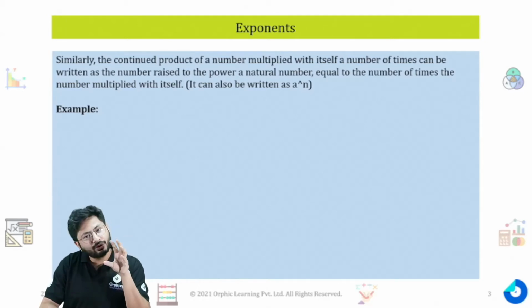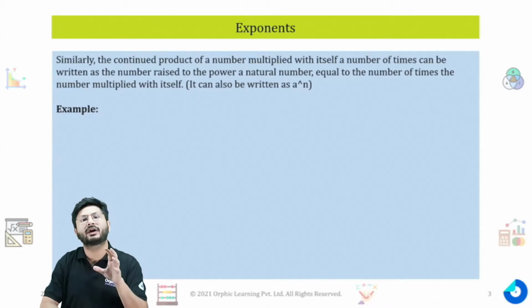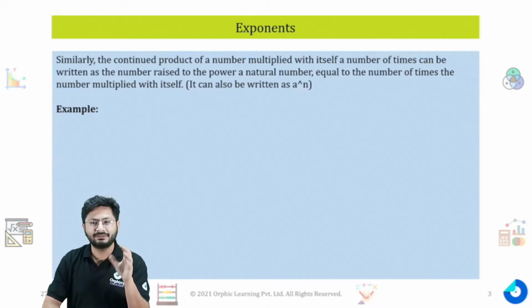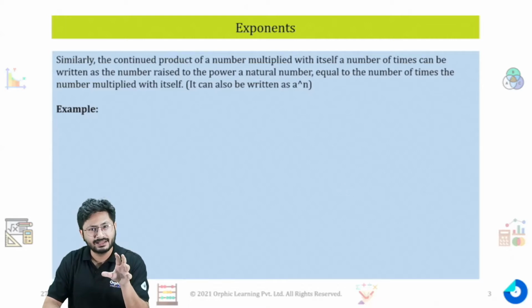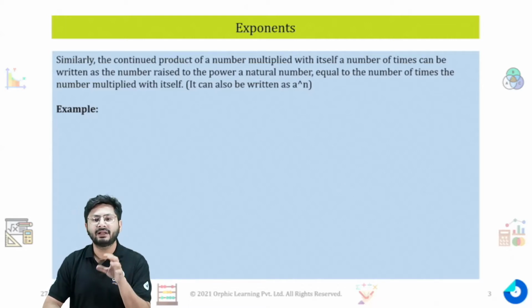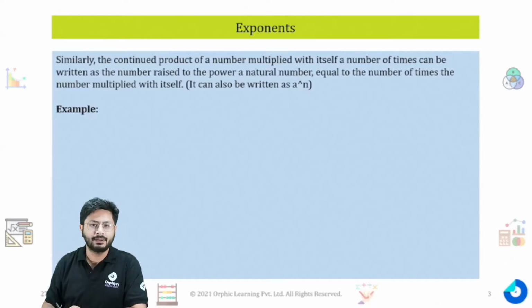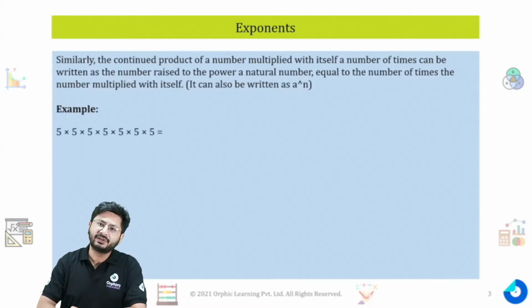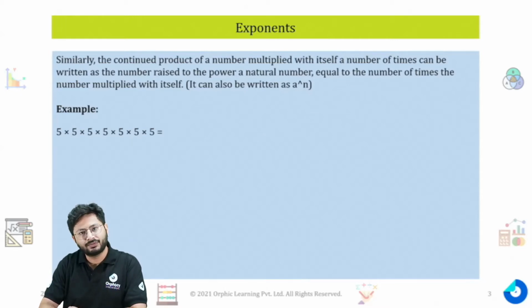So the continued product of a number multiplied by itself several times can be written as the number raised to the power of a natural number equal to the number of times that the number is multiplied with itself. For example, if I want to multiply 5 to itself 7 times, 5 into 5 into 5 into 5 into 5 into 5 into 5.